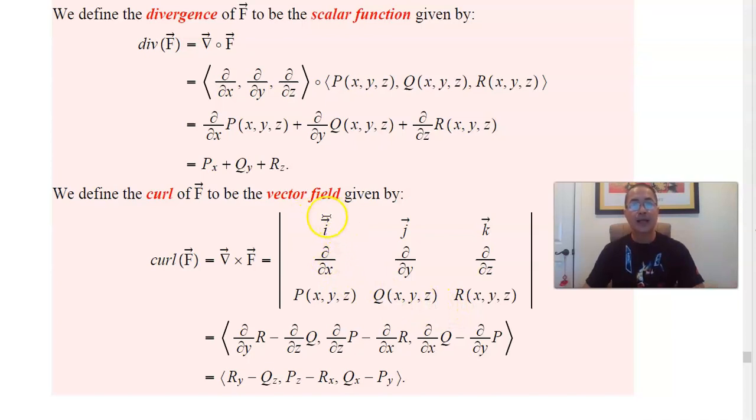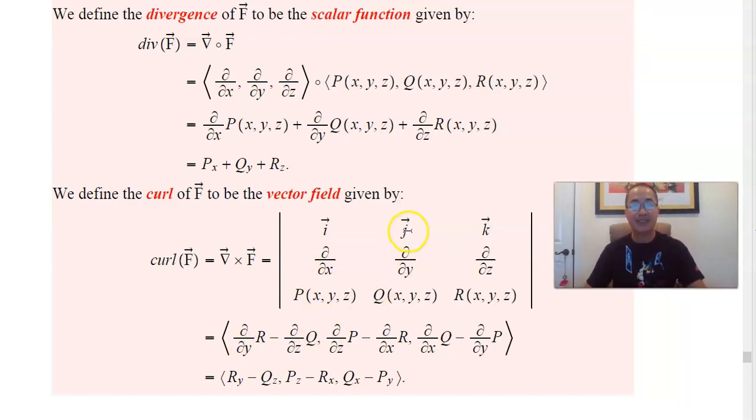Who goes with i? First component: you're going to take partial with respect to y of r minus partial with respect to z of q. Remember, you're going to make a little cross over here. That is what's going to go into the first component of the cross product.